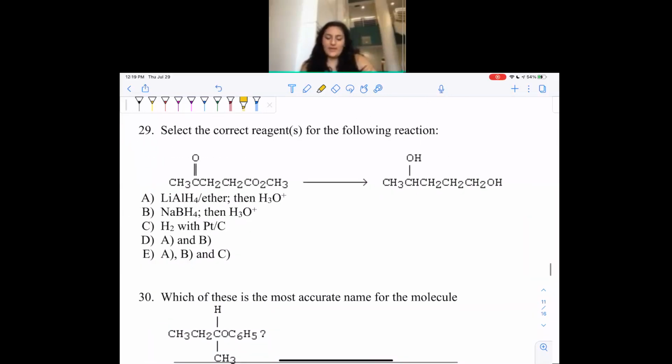This is one that I like. We have a ketone. Actually, practice for you guys. You tell me the functional group that I'm highlighting. Please tell me the functional group.